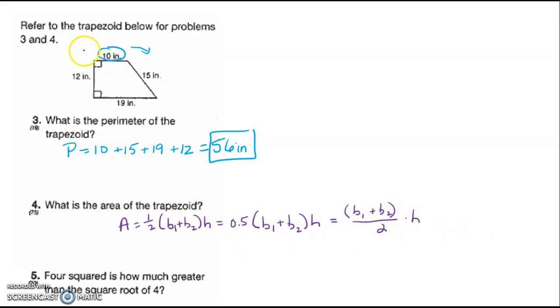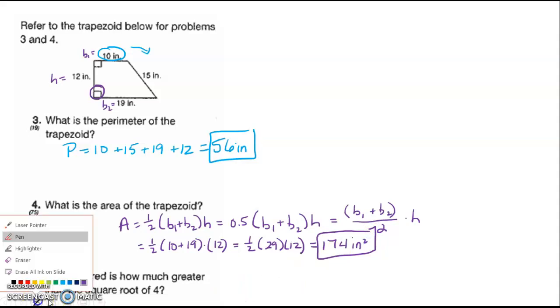So this is going to be your base 1. This is your base 2. And then your height always has to make a 90-degree angle. So this is your height. Let me plug this in. 1/2. Base 1 is 10. Base 2 is 19 times my height, which is 12. So that's going to be 1/2 times 29 times 12, which is 174 inches squared.